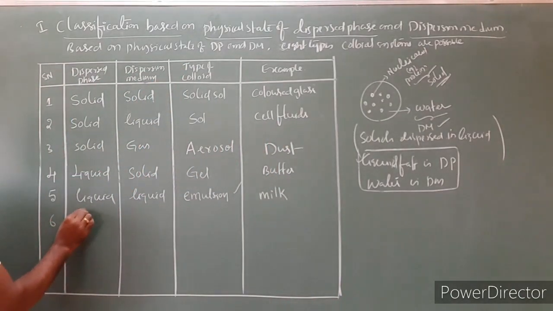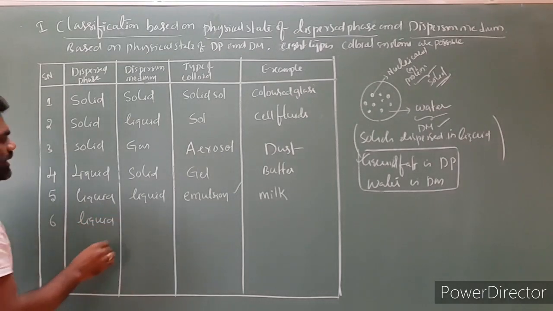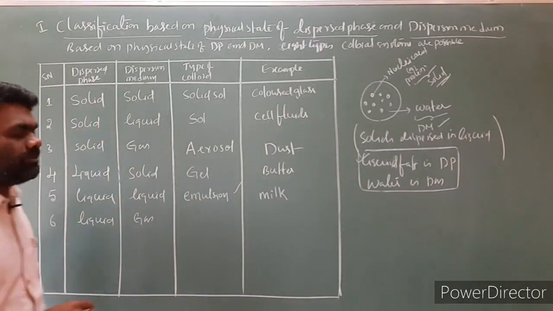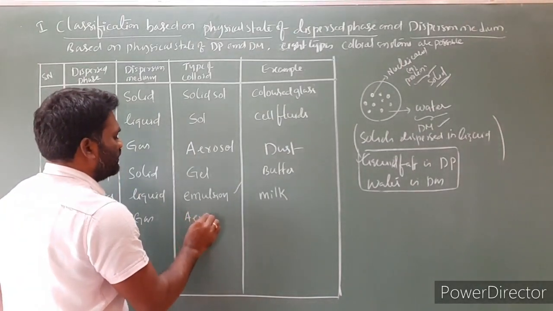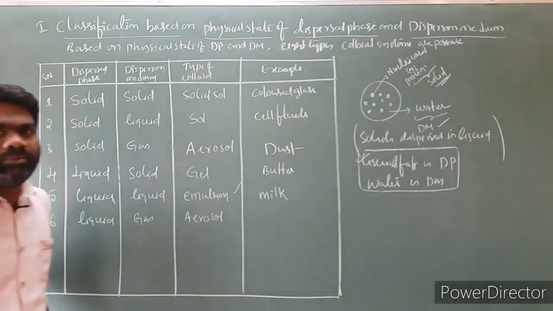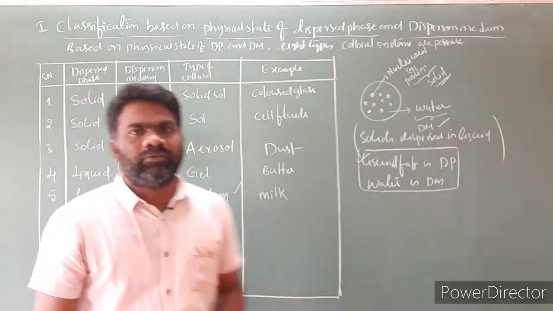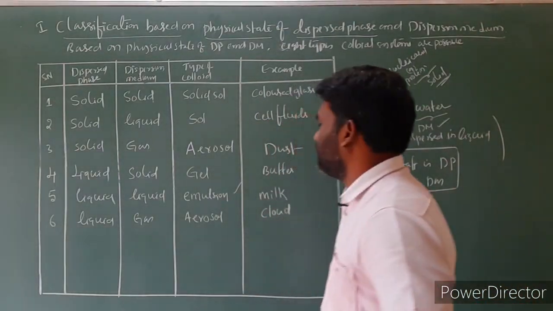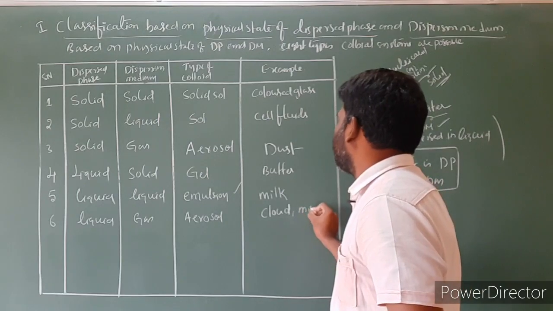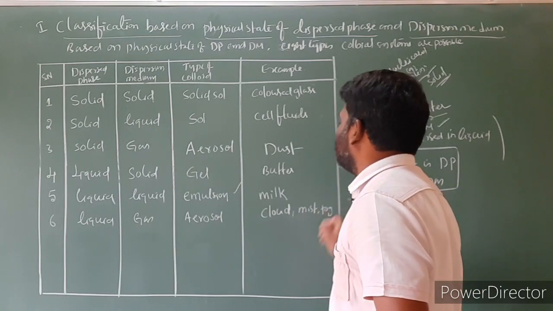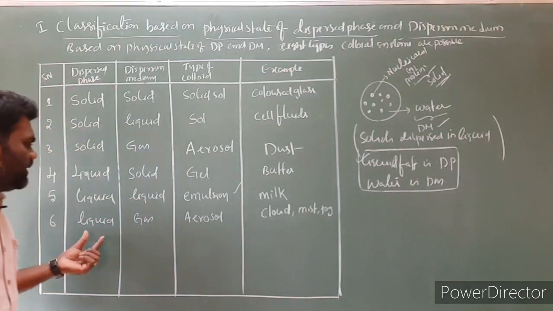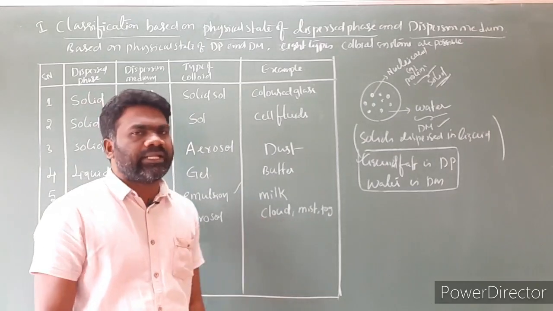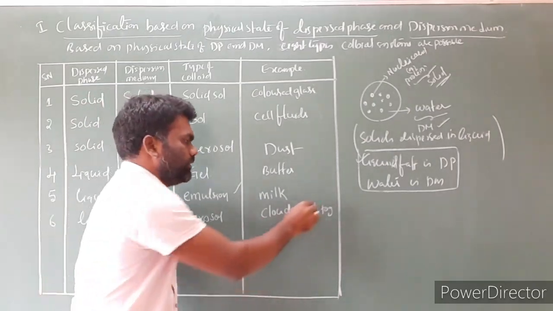Then the sixth category, liquid in gas. The dispersed phase is a liquid, and the dispersion medium is gas. We also call them aerosols. The examples for this case are a cloud, a mist, or a fog. All these are examples of liquid in gas. Liquid in gas is called aerosol. Examples are cloud, mist, fog, etc.